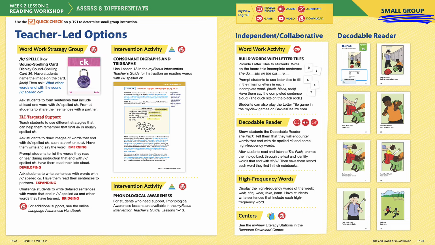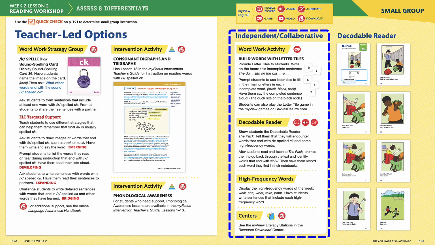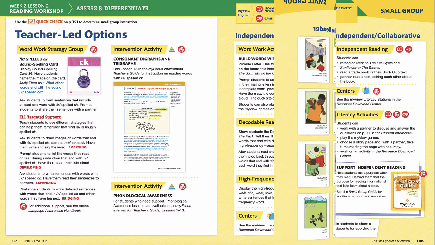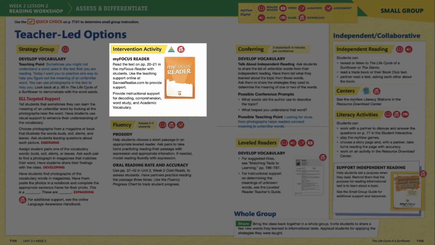Small group pages also provide center and independent suggestions for students. In addition to the decodable story in the Student Interactive for grades K-1, students also have an opportunity to practice foundational skills with the decodable readers. The My Focus Reader provides engaging text and online teacher support for Tier 2 intervention.